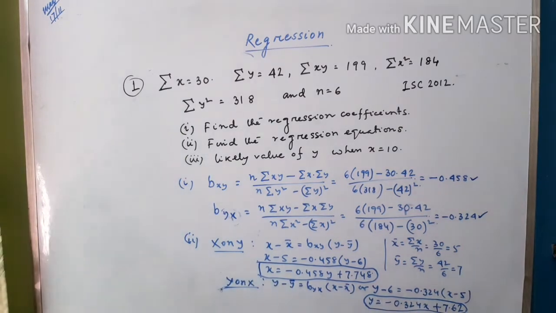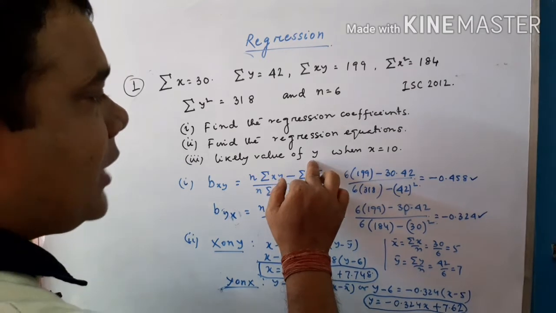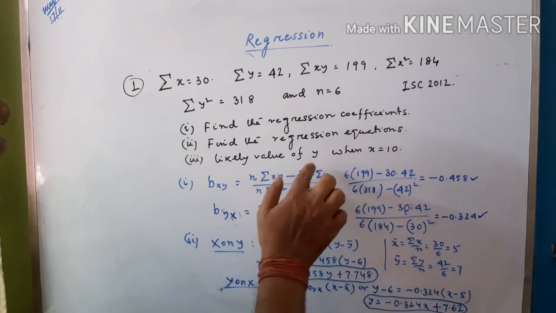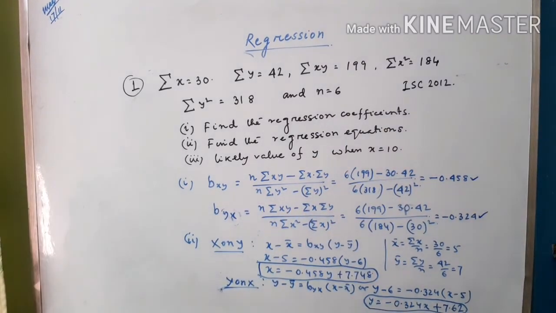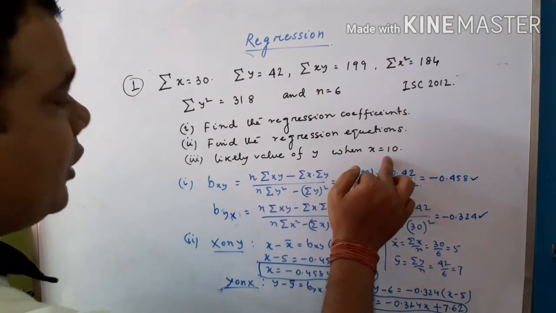And another part is remaining, the likely value of y when x equals 10. That means here what they are saying is that you have to find the value of y when x is 10. Clear? So what does it mean? You must use the equation where y is to be estimated based on x.